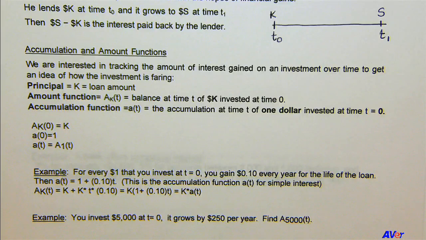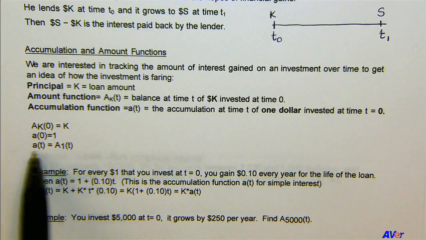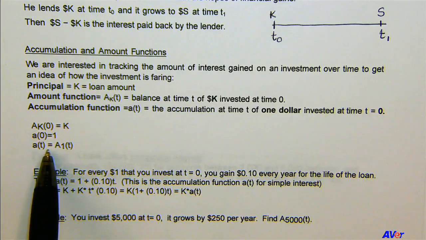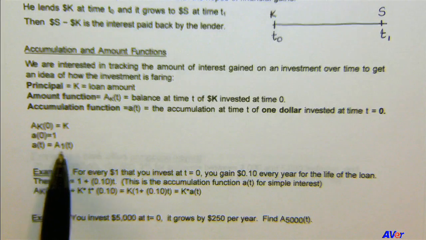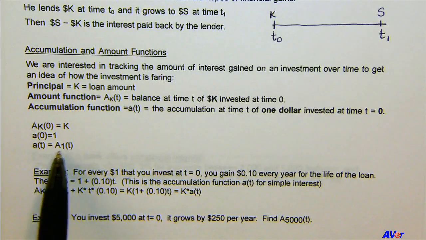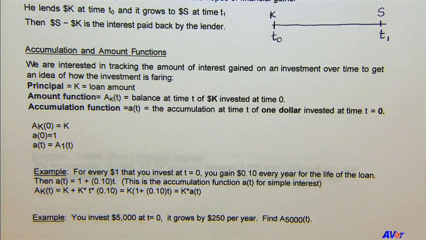At time T, look at this right here. Lowercase a of T is equal to the amount function for $1. That's how a of T is defined, right? Whenever you talk about lowercase a of T, you're always assuming that you're starting with $1.